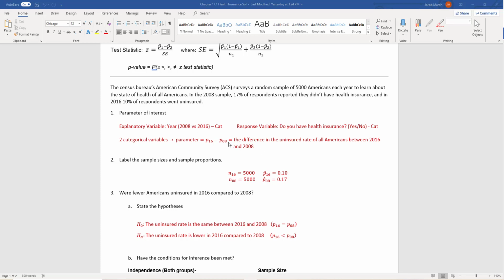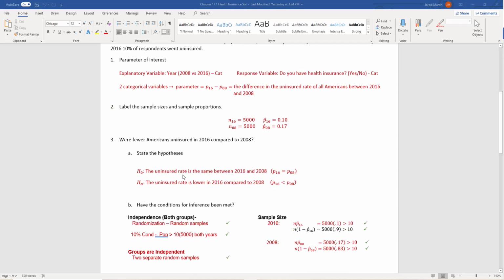And the problem is we don't actually know this number because we don't have the information on the entire population. Each year we just have information on 5,000 Americans. 5,000 Americans is a lot, but there are about 300 million people in the United States, and 5,000 is well short of 300 million. So we're working with a large sample, but it's incomplete information. So we're not going to know what this P16 minus P08 is. But we can try to use statistical inference to learn about it. And that's essentially what we're going to do in question 3.